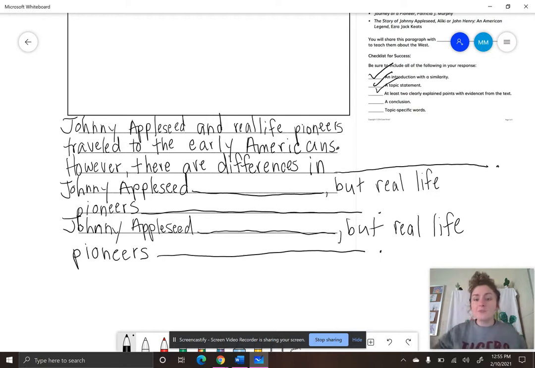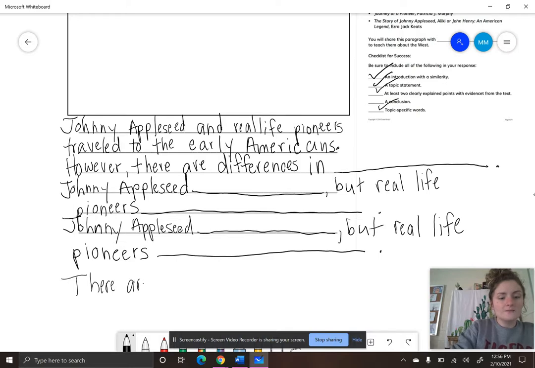Now, we have our introduction, check. We have our topic statement, check. We are making sure to use topic specific words, check. All we need now is what? What are we missing? We have our evidence. What comes after the evidence? A conclusion.